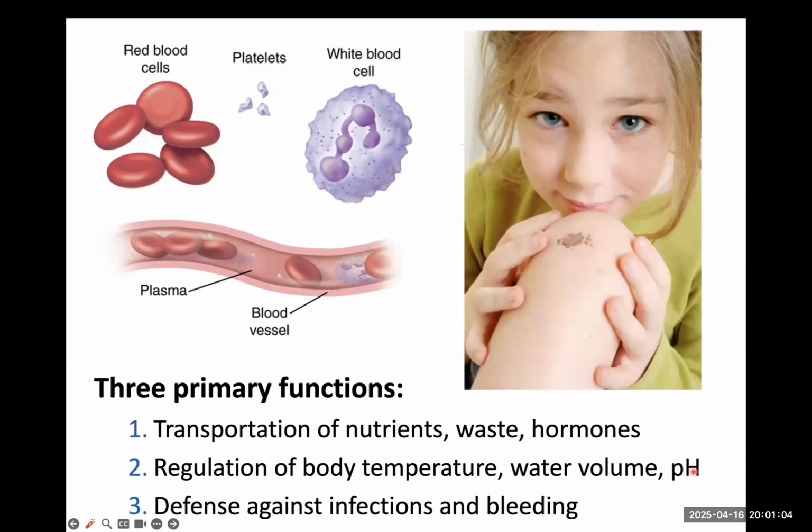Next one is the defense against infections and bleeding. So you have these white blood cells. The white blood cells are going to be part of your defense and your immune system. You also have something called platelets. They'll go ahead and clot and create a scab. If you have an infection from maybe bacteria or a virus, then some of the white blood cells will go ahead and take care of them. So they have lots of functions in the blood.